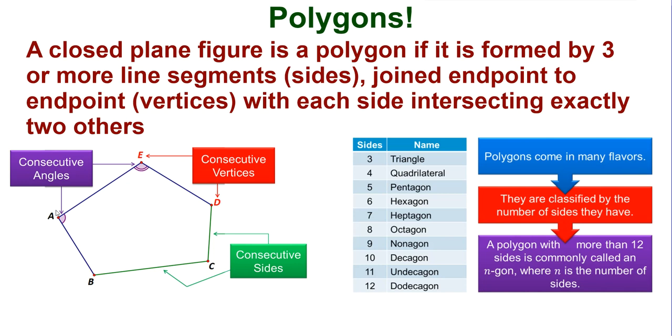So here I have a polygon. It has 1, 2, 3, 4, 5 sides, and we actually call that a pentagon right here.